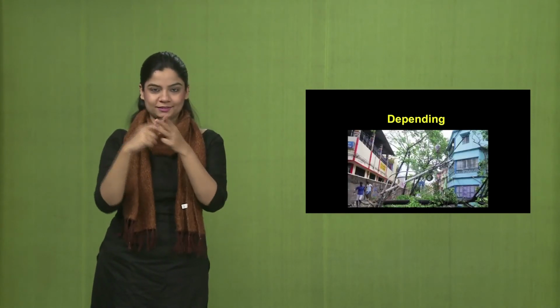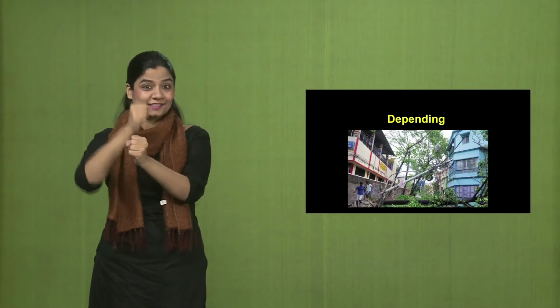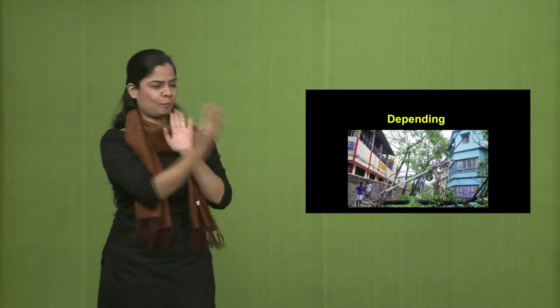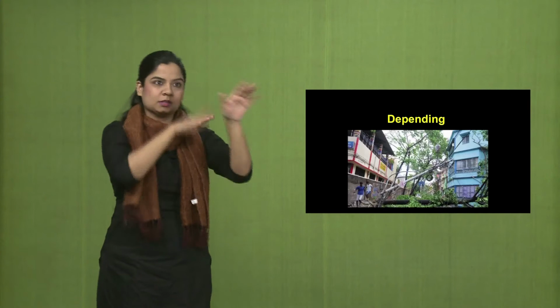Depending, to be controlled or determined by. Like you can see in the picture, the tree and the house are dependent on each other. They are depending on each other. We can depend on a person. So, anything that is controlled or determined by.